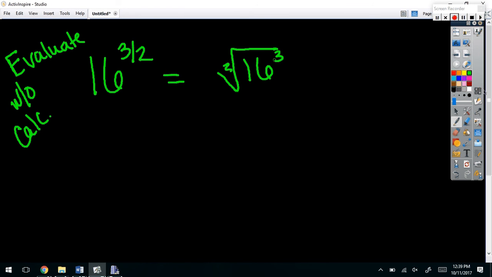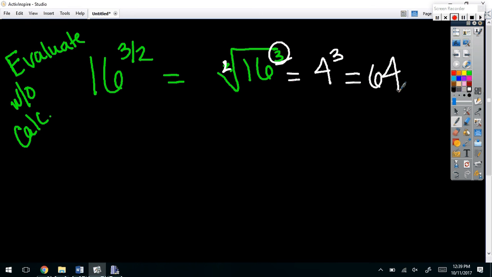It doesn't matter if you do the square root first or if you do the cube first. You can cube 16 and then take the square root, or you can take the square root of 16 and then the third power. I'm going to choose to do the square root first. Why? It's smaller, and what do you notice about 16? It's a perfect square. What's the square root of 16? Four, and four to the third power is 64.